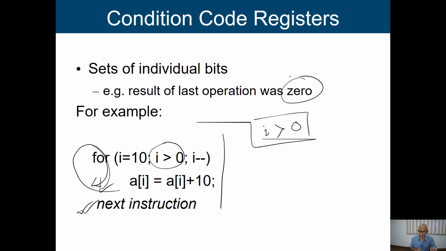In this scenario, you just see that I am having I is greater than 0 and I minus minus. What does I minus minus do? This is basically I equal to I minus 1. Here I am performing an arithmetic operation, I minus 1. Depending on the result of this ALU operation, those flag bits will be either set or reset. If I say the flag bit is set, it means the value of the flag bit will be 1, or if it is reset, it means the value of the flag bit will be 0.